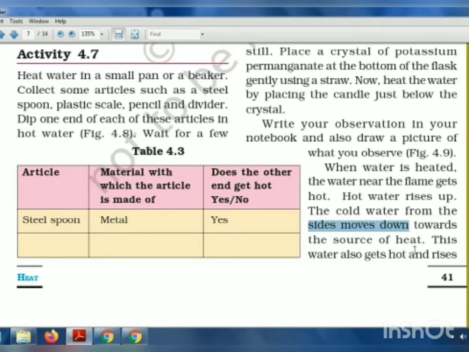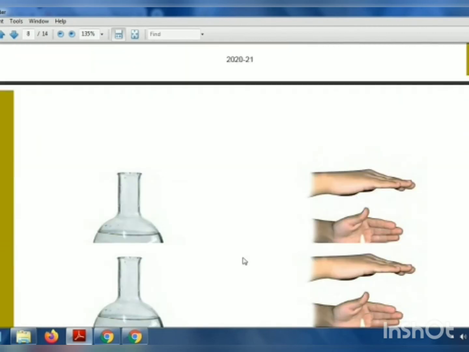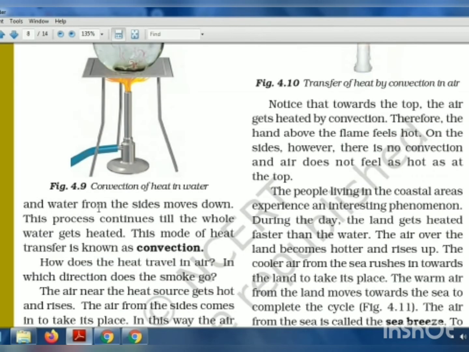So this water also gets hot and rises up, and water from the sides moves down. So this process continues till the whole water gets heated. And this mode of heat transfer is known as convection. In solid substances, we had studied that the process of transfer of heat is called conduction. But in water, the process in which the water gets heated up is called convection.